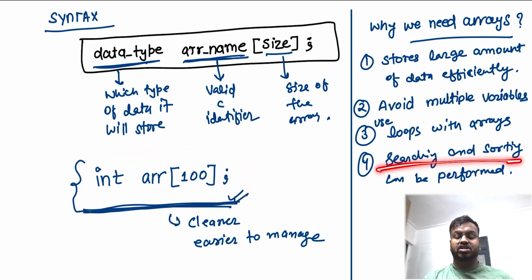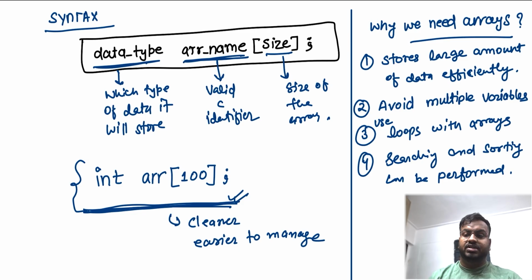Then, searching and sorting can be performed on an array. Now, an array gives you more options to perform search as well as sort. You can search for an element in an array, and you can sort the array in a particular order, whether it is ascending or descending. Clear? So these were the advantages of arrays.